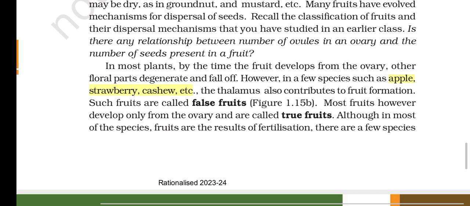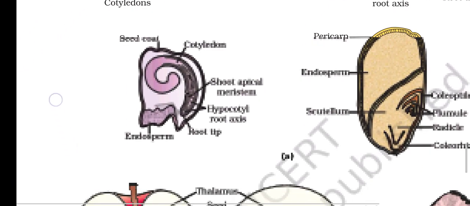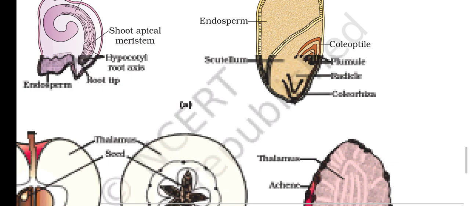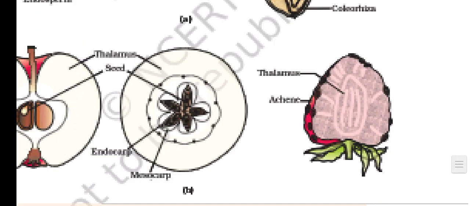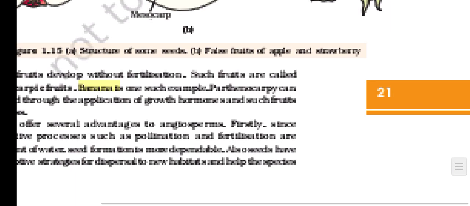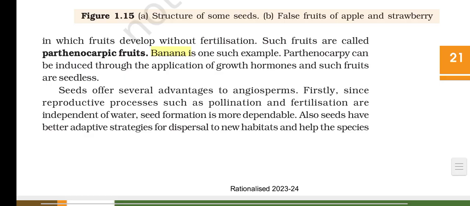Although in most of the species, fruits are the results of fertilization, there are a few species in which fruits develop without fertilization. Such fruits are called parthenocarpic fruits. Banana is one such example.